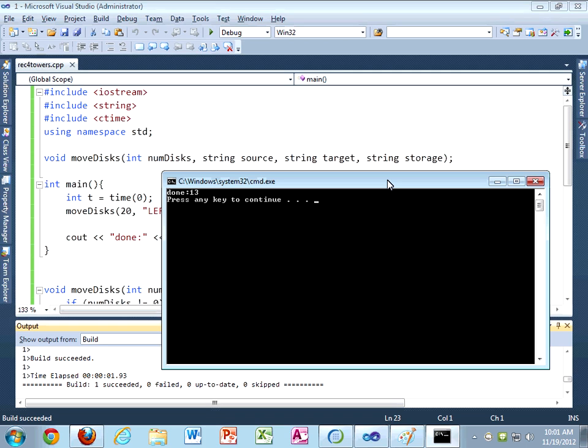Okay, I think we may need that calculator again, because I want to know how long it takes the computer to do one move.